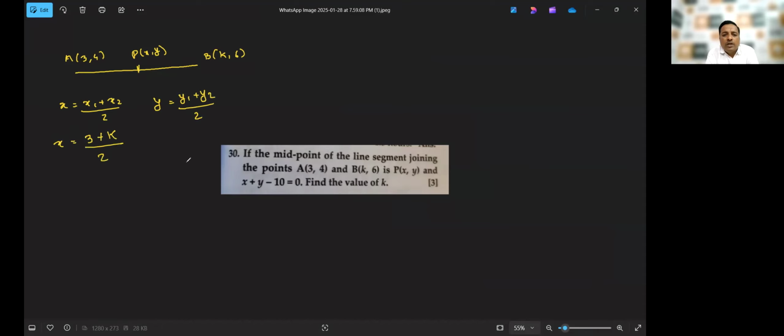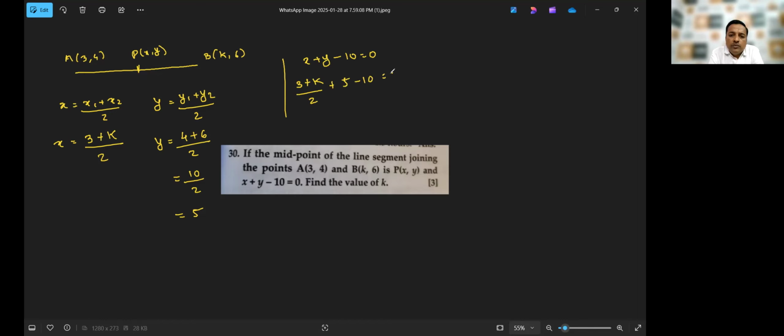Now do we need to do anything more here? Let's check. y is equal to (y1 plus y2) upon 2, that is (4 plus 6) upon 2, that is 10/2, it becomes 5. Okay. Now we have one relation. What was the relation? We should have done this first: x plus y minus 10 is equal to 0. Put in the values: x is (3 plus k)/2, y is 5, minus 10 is equal to 0.